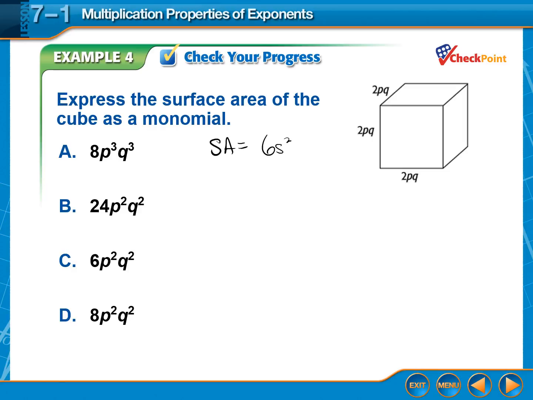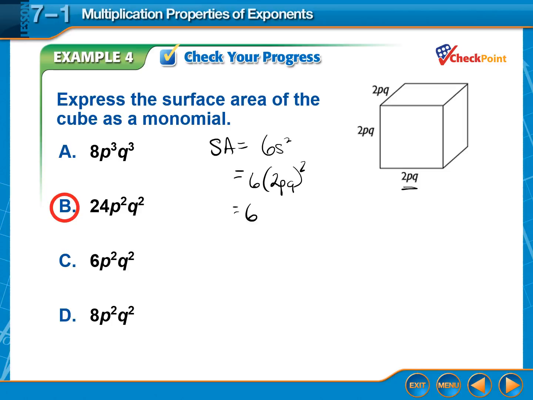So using that formula and the side length over here, 2pq, calculate the surface area of this cube as a monomial. And you should have gotten b, 24p squared q squared. And again, if you want to find the surface area, you do 6 times each side squared. So the side is 2pq, and we're squaring that.